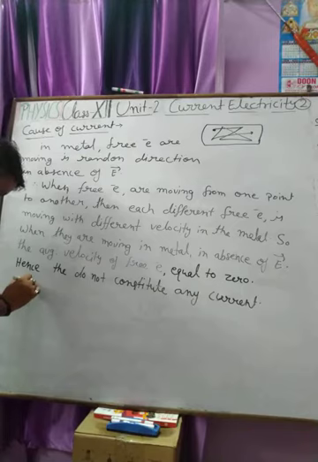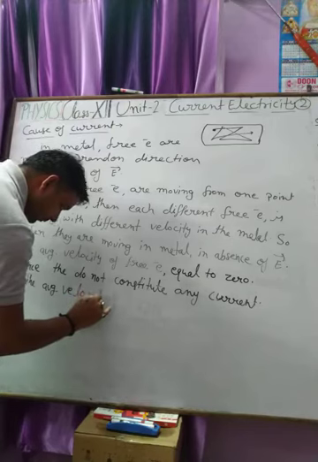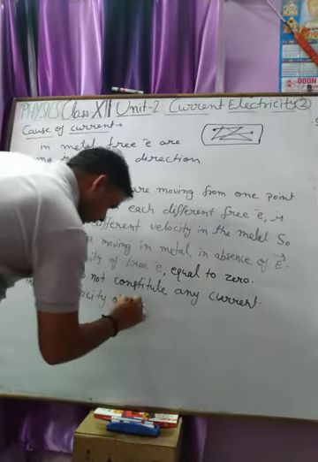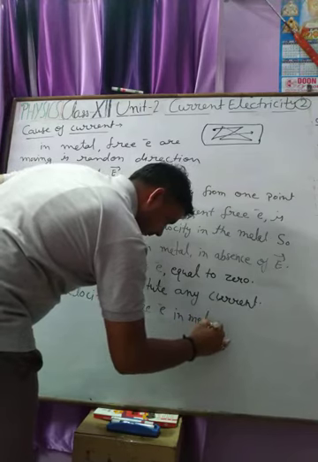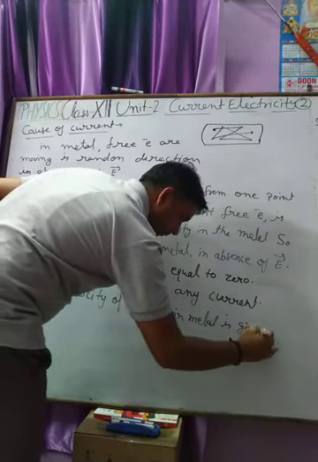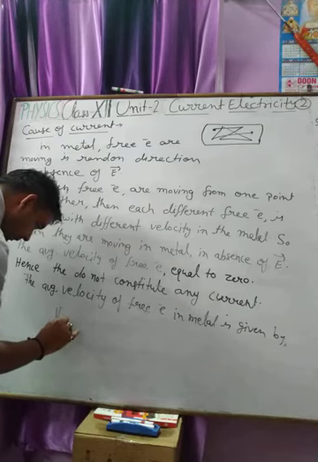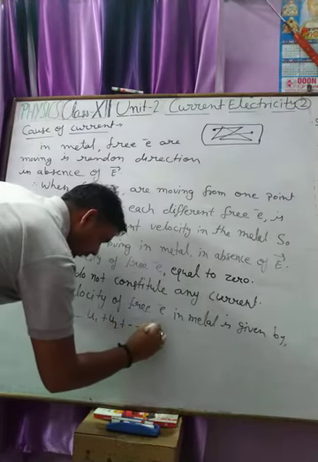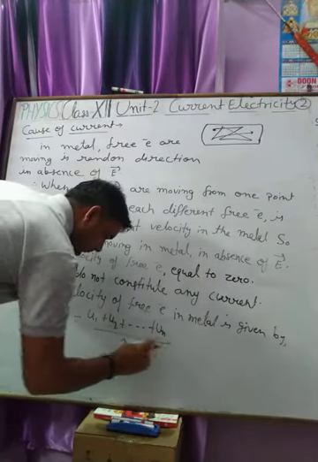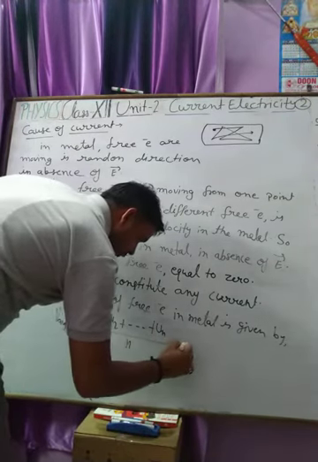The average velocity of free electrons in matter is given by V average equals U1 plus U2 plus dot dot UN divided by N, where N is the number of particles, which equals 0.